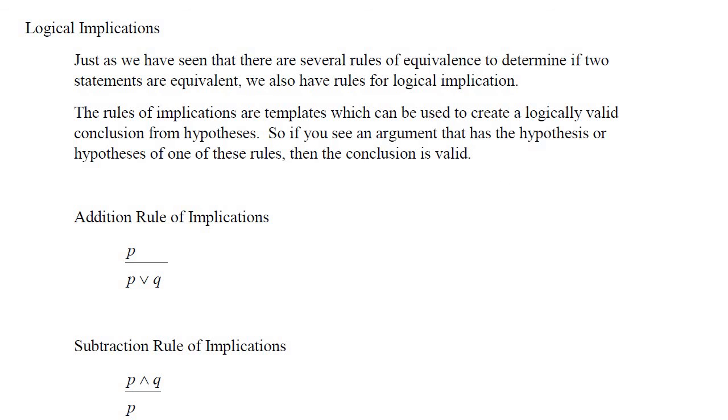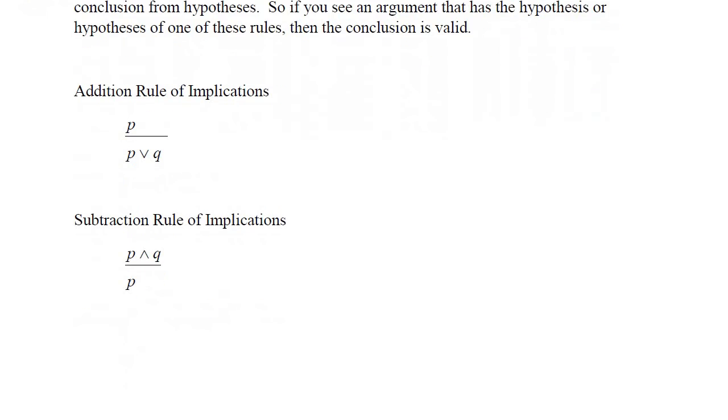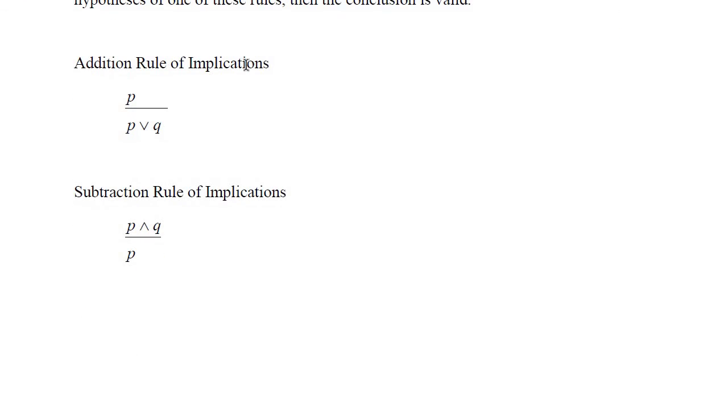So let's take a look at these rules. Our addition rule of implication: if I have the statement P, then I can conclude that P or Q is a valid conclusion. An example of this would be, Mr. Moore is a math professor, therefore Mr. Moore is a math professor, or he has perfect vision. That would be a valid argument.